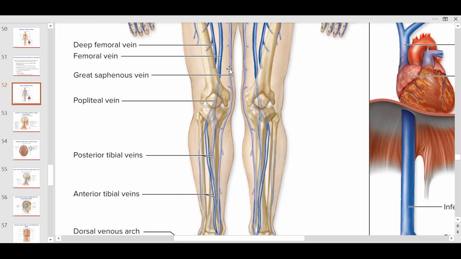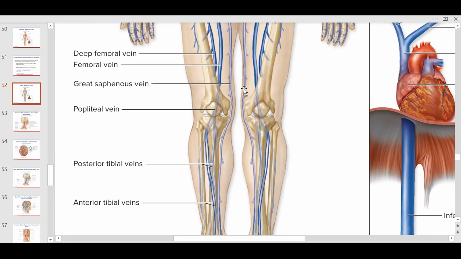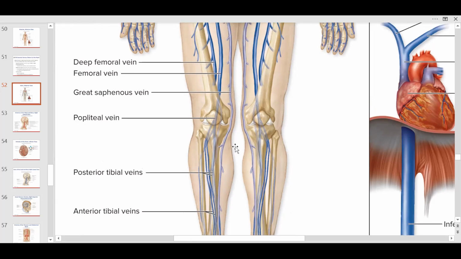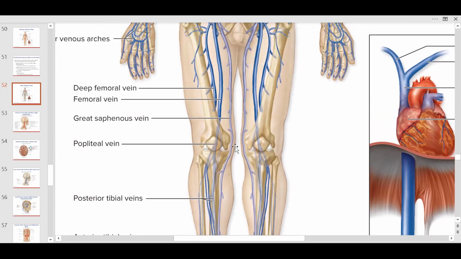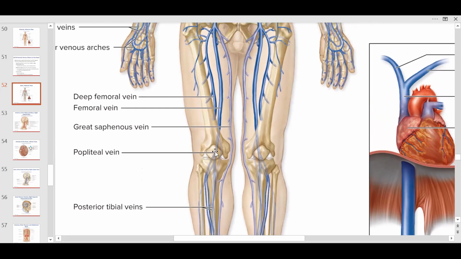Yeah, there are valves in the great saphenous vein because you have to keep it flowing in that one-way direction. So the great saphenous is the big one. Technically, this is called a small saphenous, but don't worry, you could say great saphenous. What's so great about it? I really don't know. It's long. That's why they call it great, probably. And then you have other branches coming in here from the tibials.